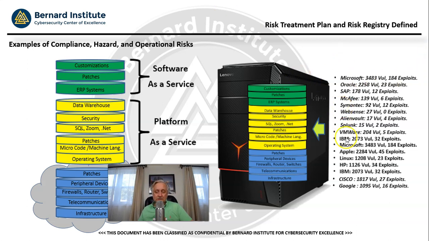There's other tools here. You can see Splunk, VMware, IBM, Microsoft, Apple, Linux, HP, IBM, Cisco, and the list goes on. So there's lots of vulnerabilities and there's lots of exploit code out there. So this is why we patch our system. So you're starting to get a feeling for the kind of operational risks that we have. And of course, if we have operational risks, that could also lead to hazards for our employees. And it could also lead to compliance issues. So we could have compliance risks exposed here because of these vulnerabilities.